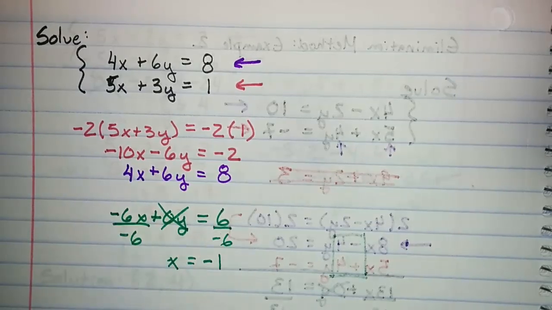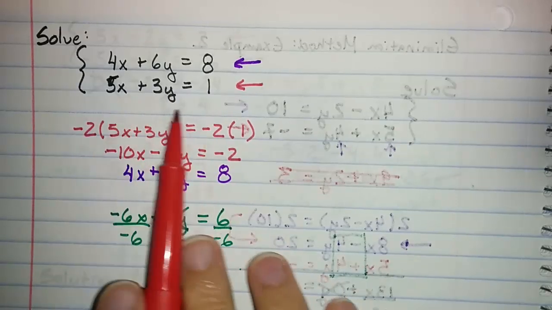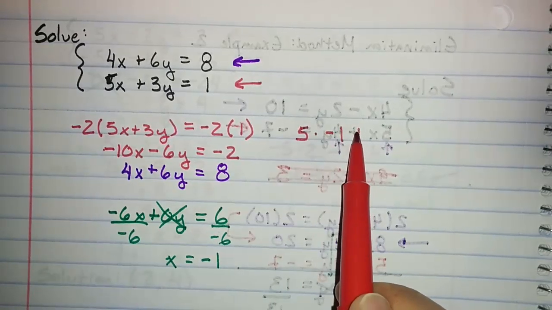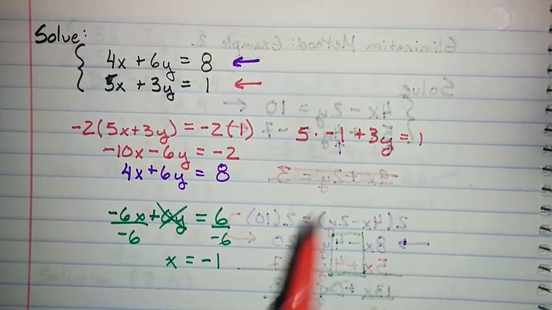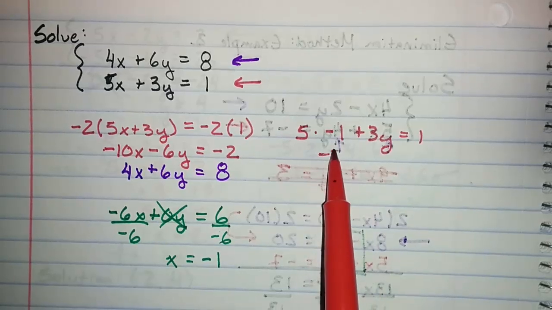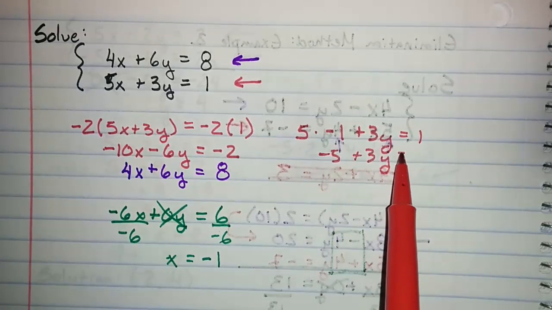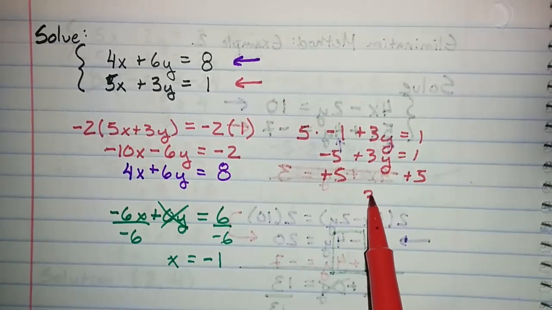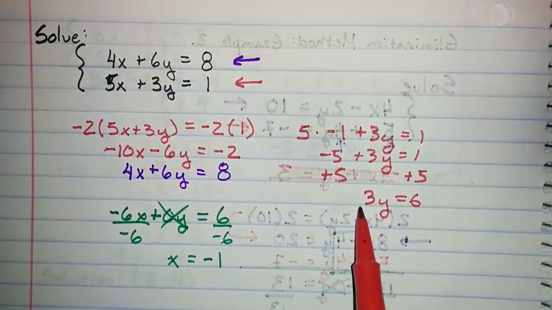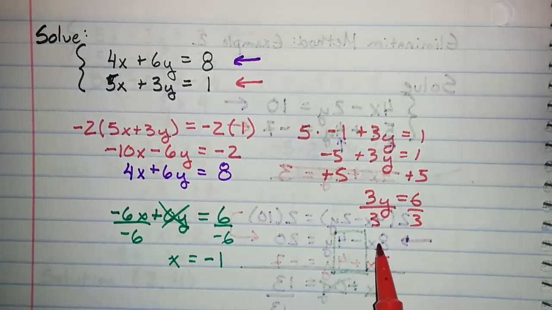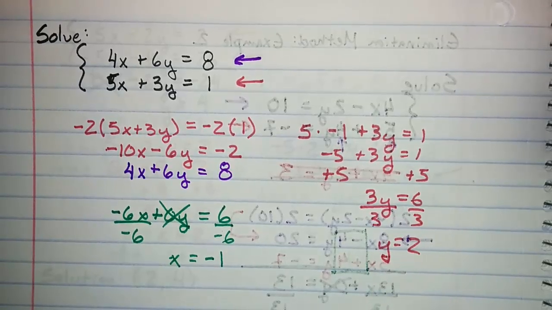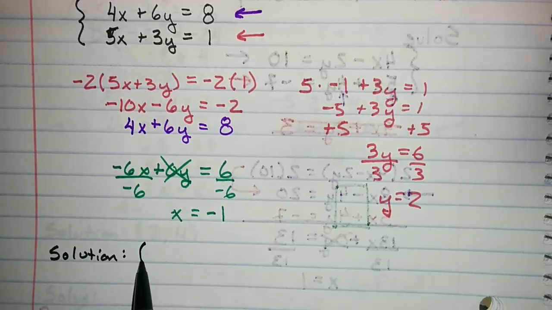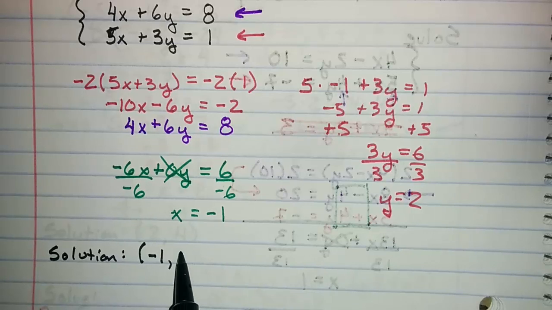Now I just need to find y, right? I'll use this second equation. 5 times negative 1 plus 3y equals 1. Negative 5 plus 3y equals 1. Add 5 to both sides. 3y equals 6. Divide by 3, and I get y equals 2. So it looks like our solution is x equals negative 1, y equals 2.